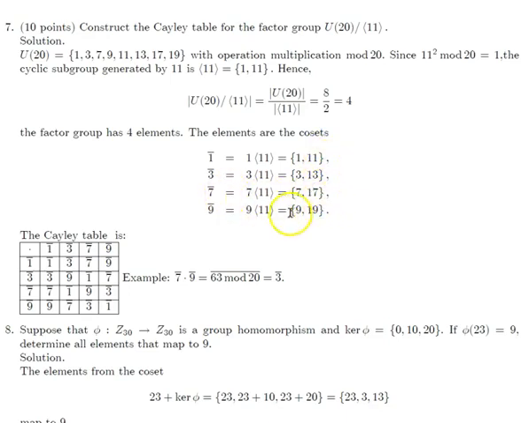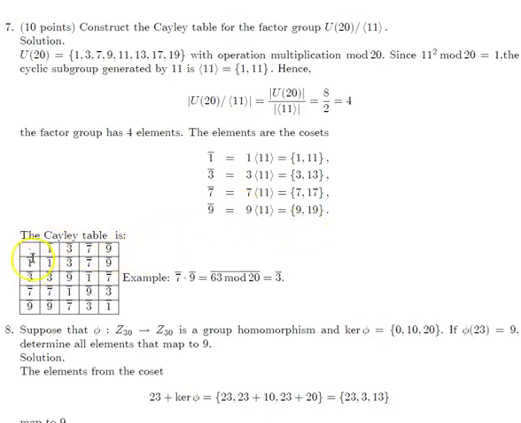The last coset will contain a number that is not written yet in these 3 cosets. And the smallest such number is 9. 9 times the subgroup is the next coset. 9 and 99. Reduce 99 mod 20. You get 19. So we have the 4 cosets of the factor group.